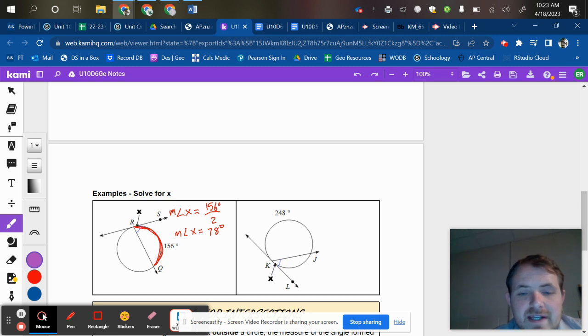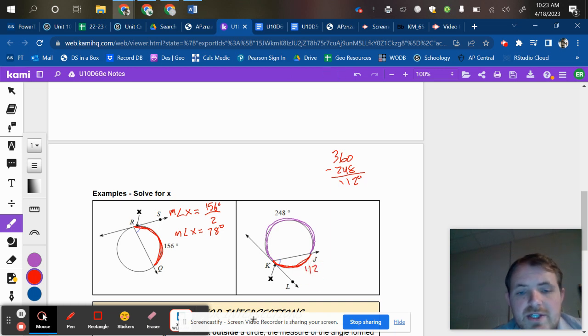So now we're trying to find angle X, and we're given that this purple angle up here is 248. So if you remember, the relationship between the purple and the red is that if they make a full circle, they should add up to 360. So 360 minus 248 gives me 112. So I've got 112 right there.